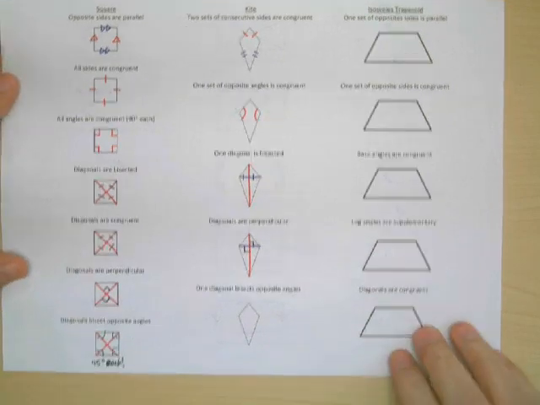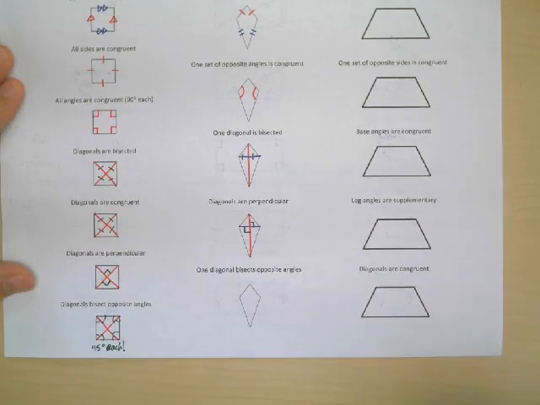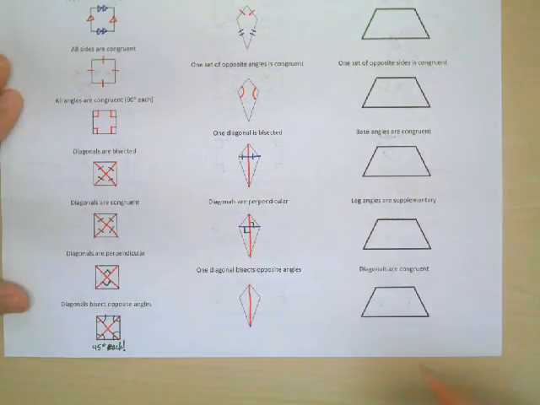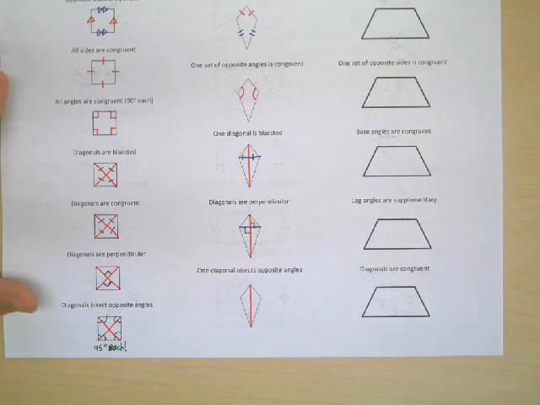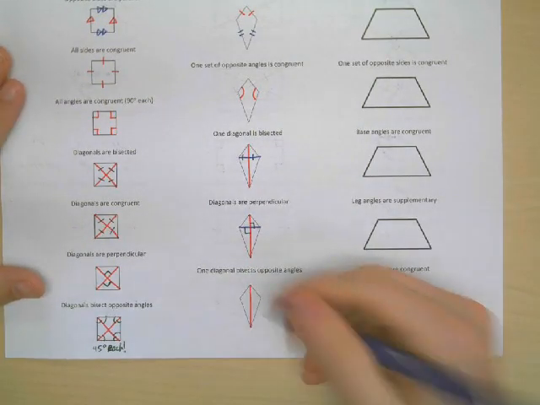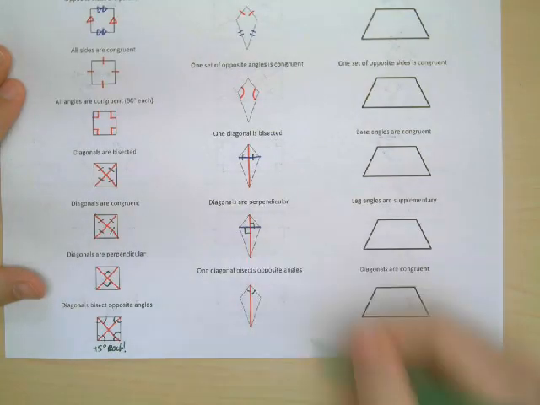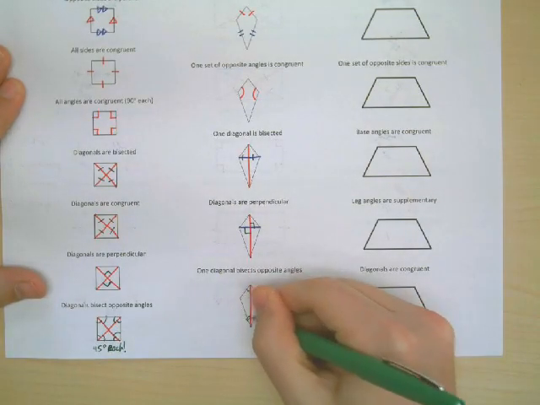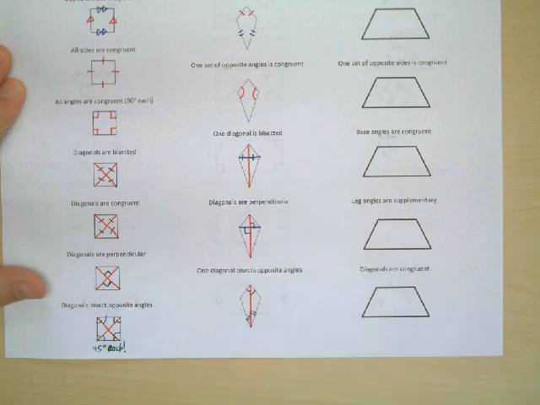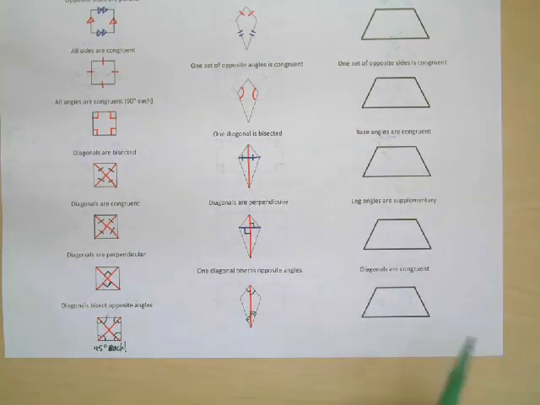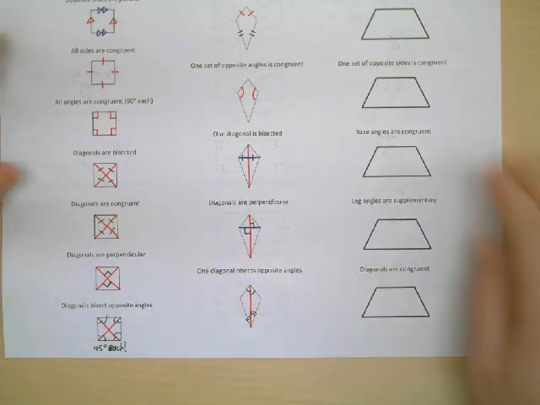And then the last property for a kite, one diagonal bisects opposite angles. So the diagonal that does that is the red diagonal. So what I'm going to show here is a set of single curves near the top and a set of double curves near the bottom. So those are the opposite angles that are getting bisected. It's only the red diagonal that bisects the opposite angles.